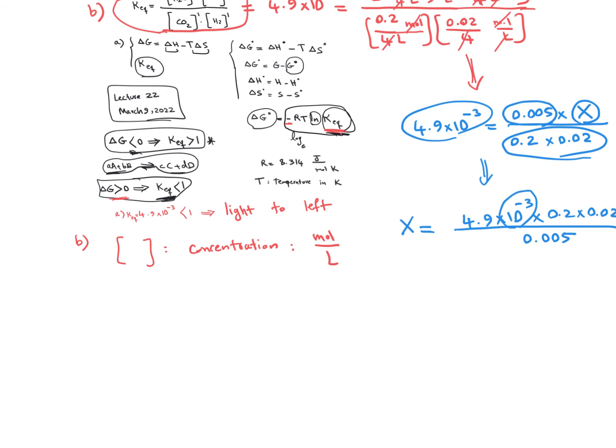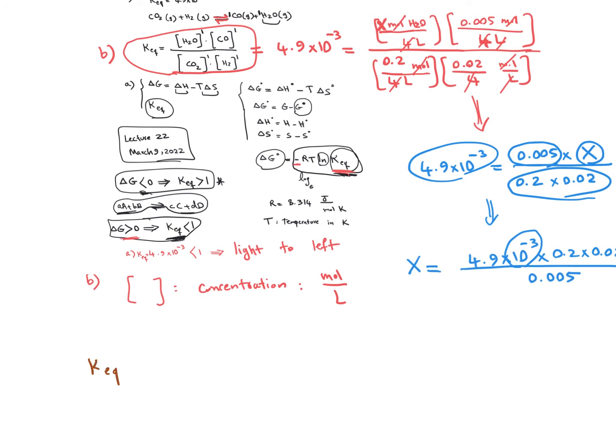What is the unit of the equilibrium constant for this reaction? You see, the equilibrium constant equals the concentration of H2O multiplied by the concentration of CO, each to the power of 1, divided by CO2 to the power of 1 multiplied by H2 to the power of 1.